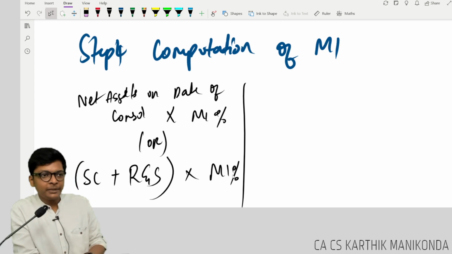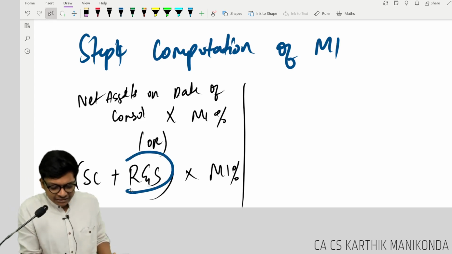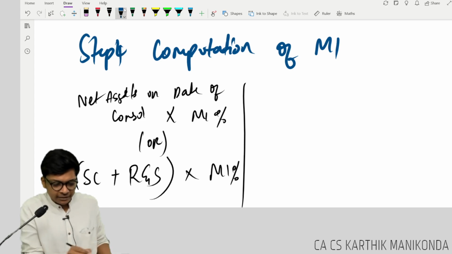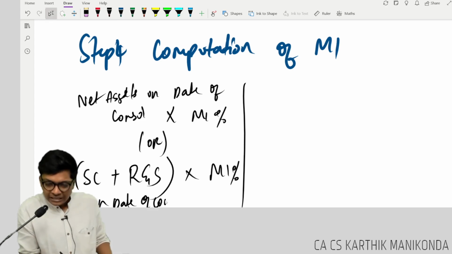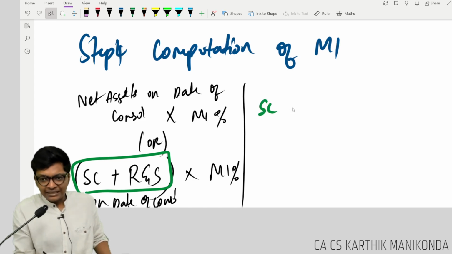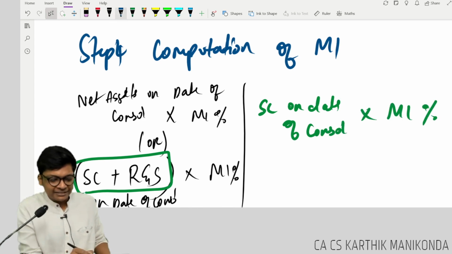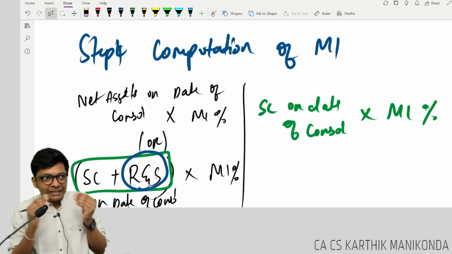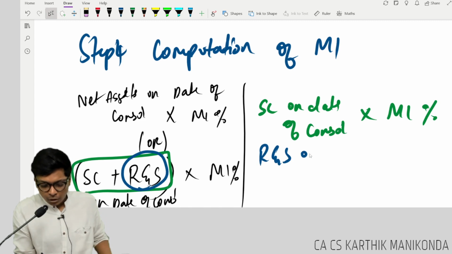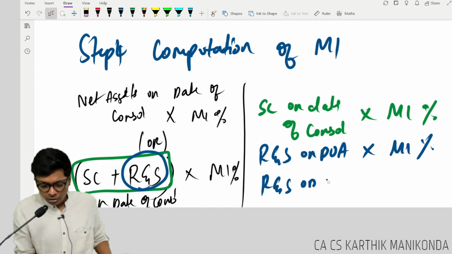Are you following, guys? Everybody with me? There is still one more small catch over here. If goodwill comes, this will slightly change, because this reserves is full reserves, correct? You leave that. This reserves on which day? On date of consolidation, correct? So in other words, can I write this as share capital on date of consolidation into minority interest percentage. Reserves and surplus, I am splitting into two. Reserves and surplus on date of acquisition into minority percent. Reserves and surplus on date of consolidation minus acquisition into minority interest percent.